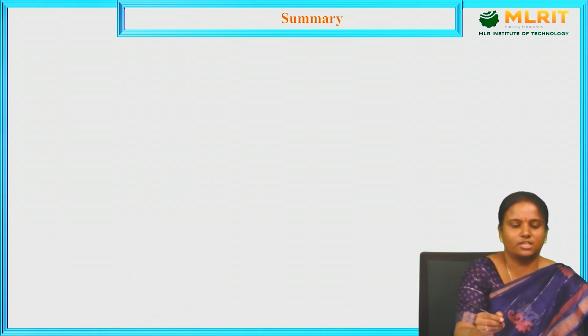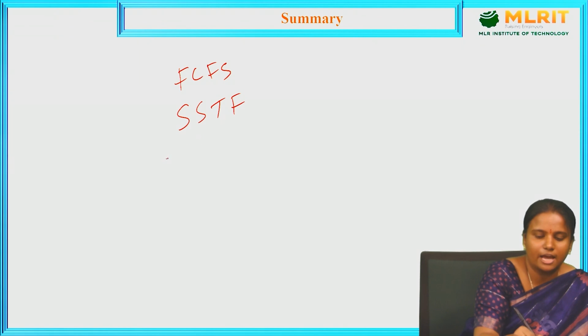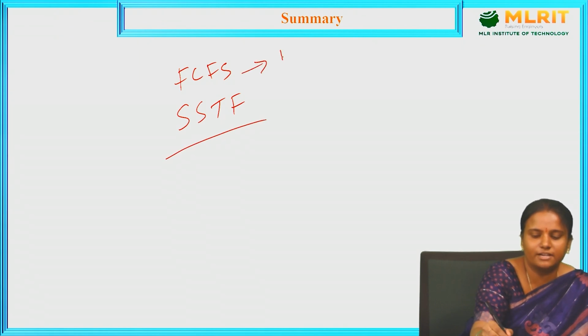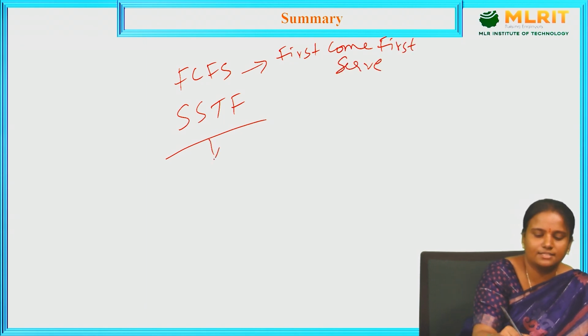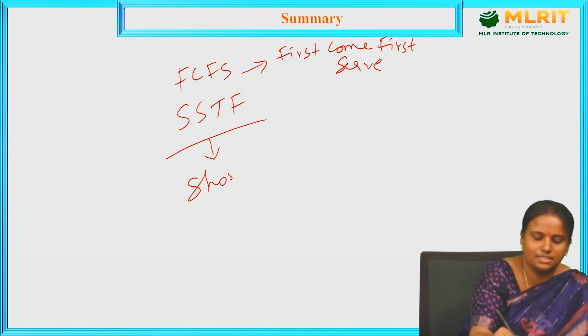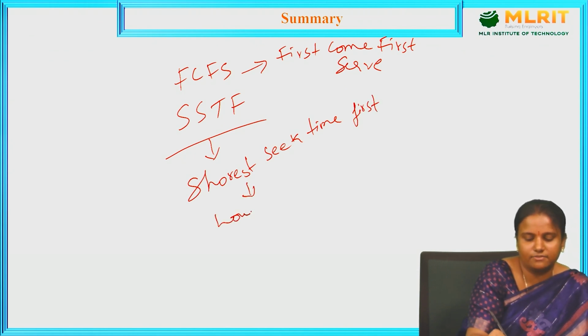So in this session we have seen FCFS and shortest seek time first, and how to calculate first come first serve based on the order of the values, whereas in SSTF, shortest seek time first, the low values are calculated first.